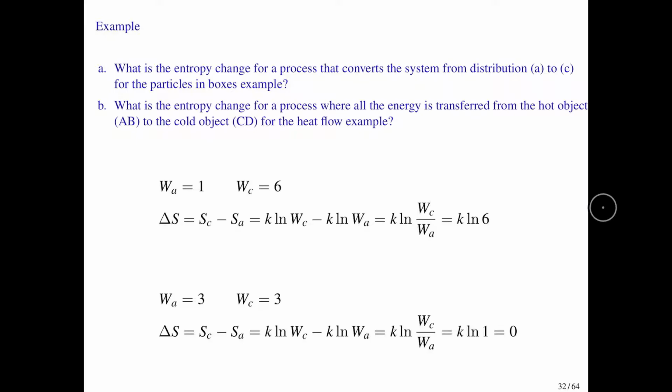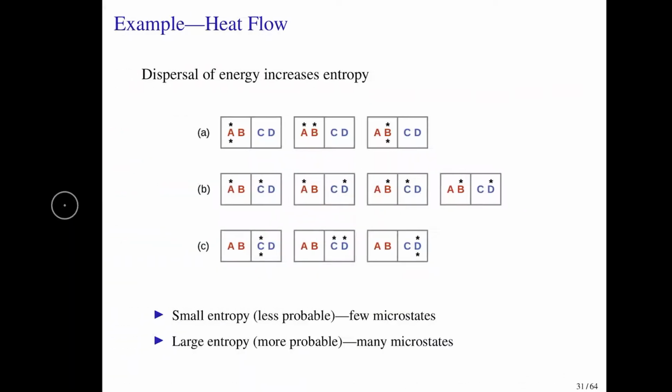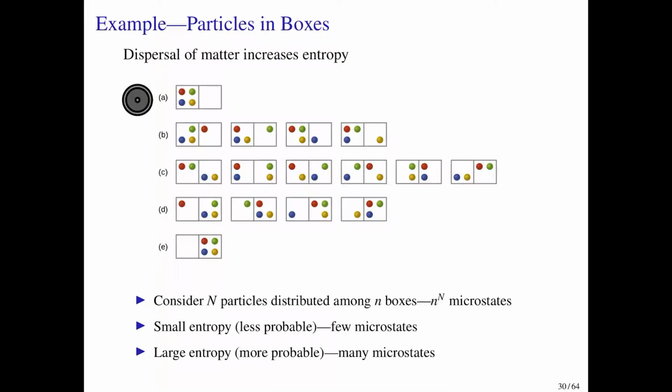Well, in this example, this is mostly for the sake of your Sapling homework. You'll find some little problems like this on the Sapling. Let's just review what they want you to do in these types of calculations. So they want us to calculate the entropy change for a process that takes us from distribution A to distribution C in that particle in a box example. So let's just take a quick look here. They want us to go from this distribution, this macrostate, to this macrostate and calculate the entropy change.